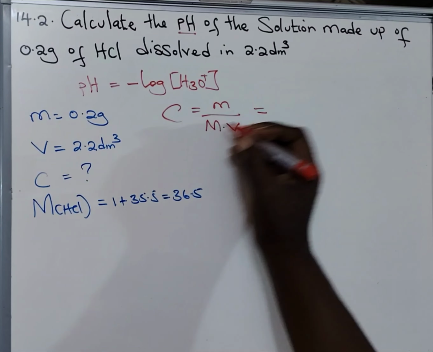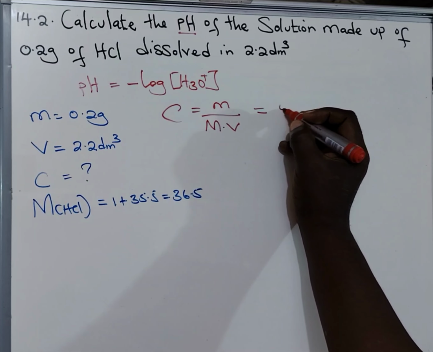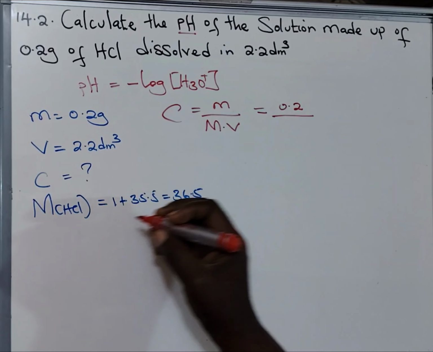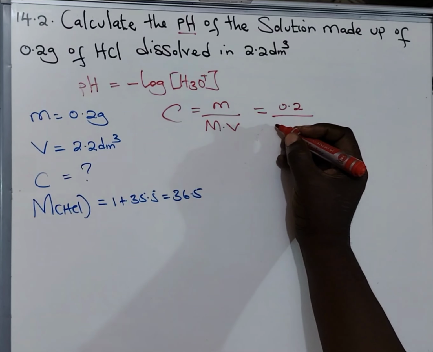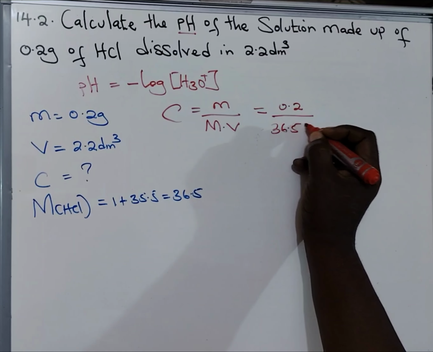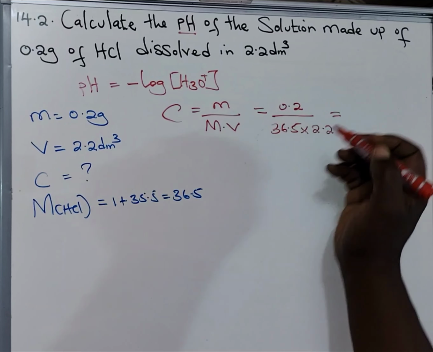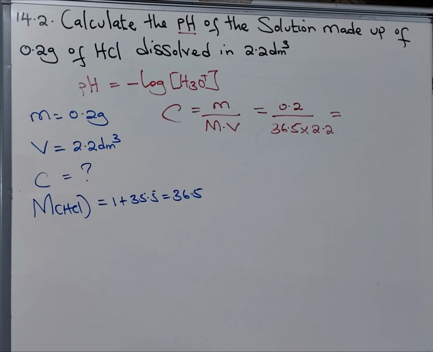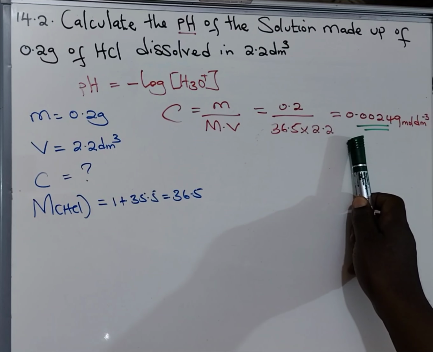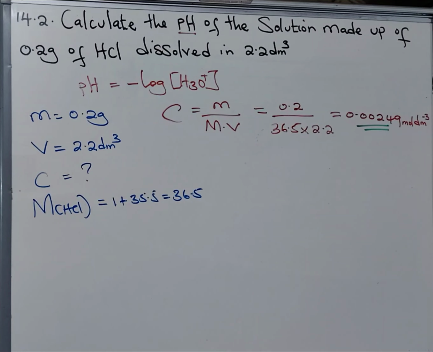With that information, we can now substitute. Do we know mass? Yes, it is 0.2. Do you know molar mass? Yes, it is 36.5. Do you know volume? Yes, it's 2.2. So from here, we go ahead and find the concentration. This is what we get. The concentration of hydrochloric acid is 0.00249 moles per cubic decimeter.